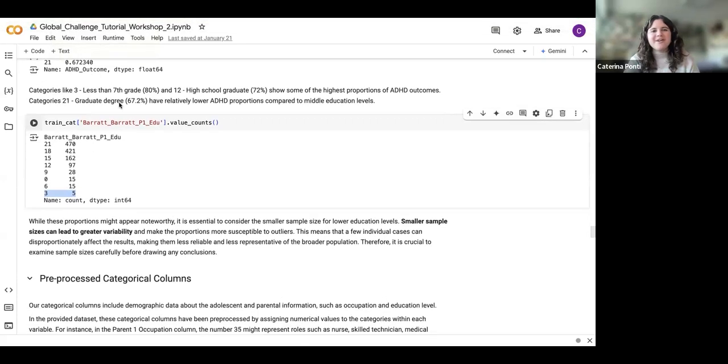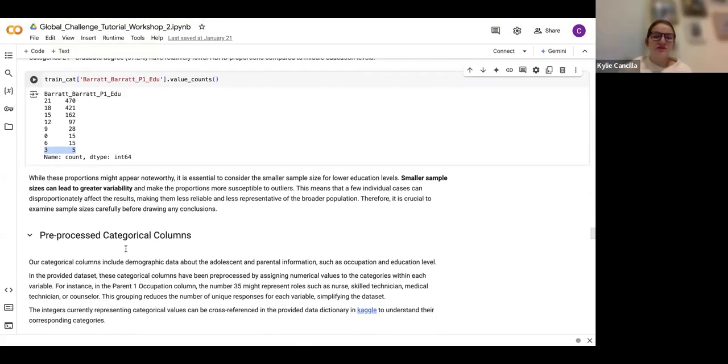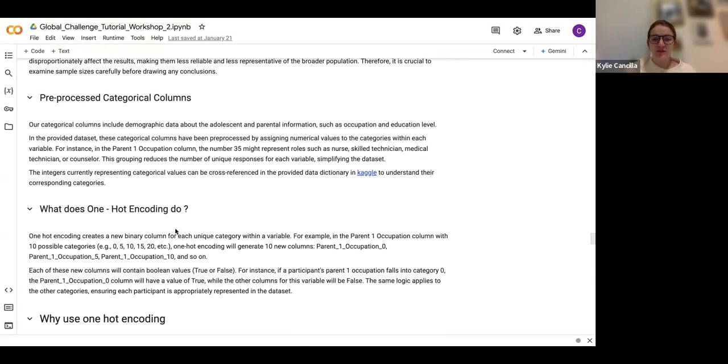And I think now I'm going to switch it over to Kylie. Thank you, Caterina, for the exploratory data analysis. And now that we have explored the data a little bit, we can actually go into processing the data to be prepared for machine learning.